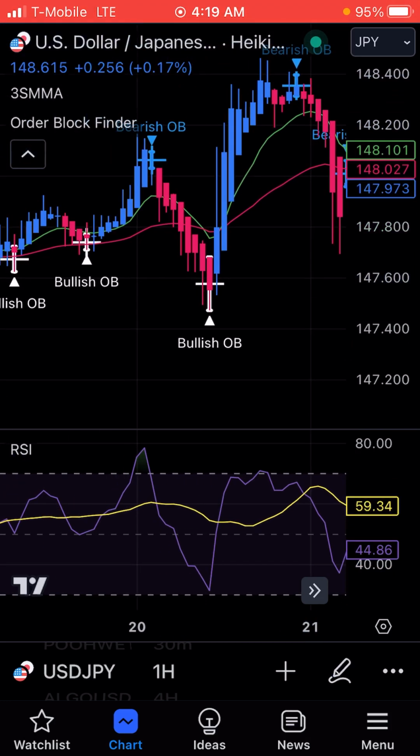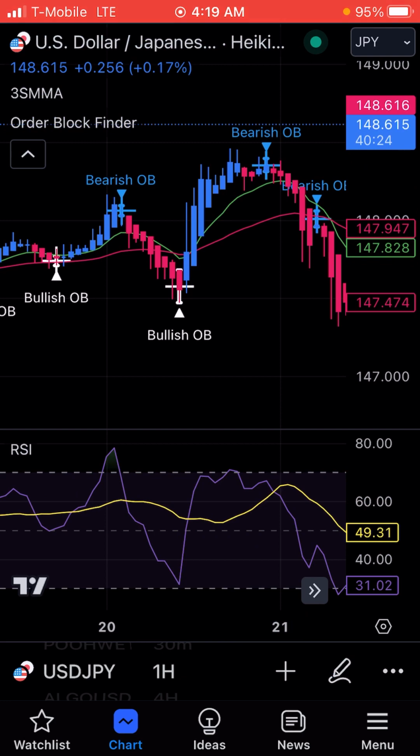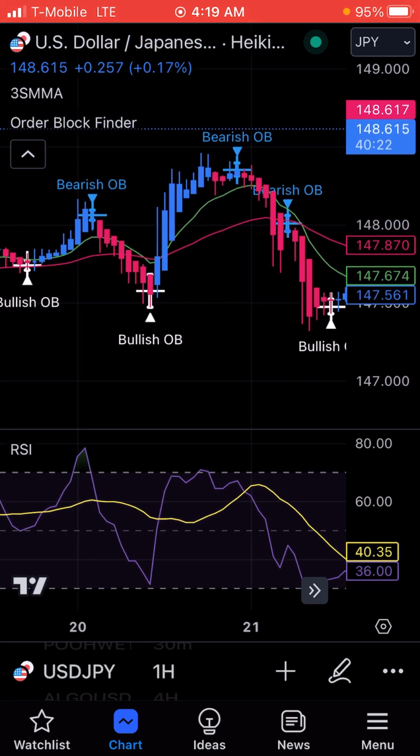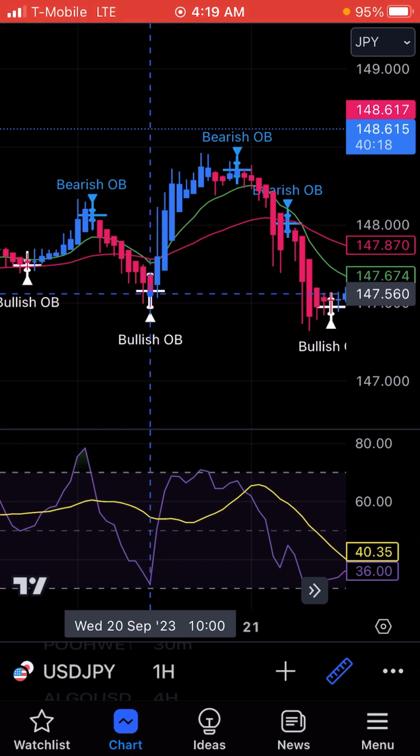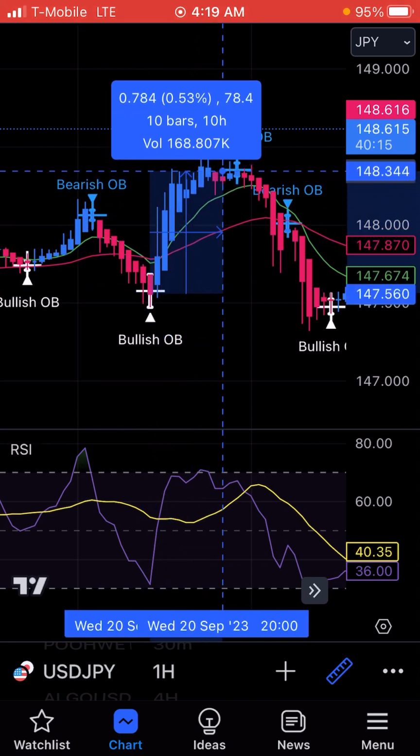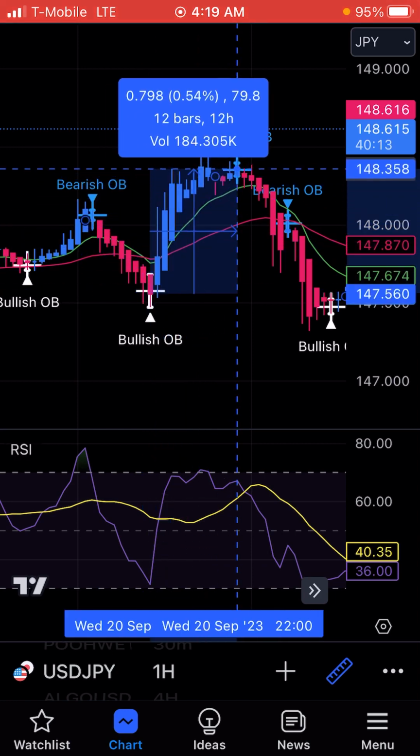I'll do this 2 more times. Let's do this one right here. We got a bullish signal right here. Ride that one out. Bullish to bearish. This is a 798 pip move. If you did a $10 lot size, this would be $7,980.